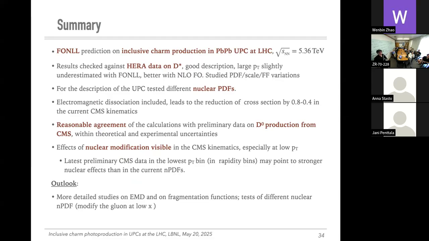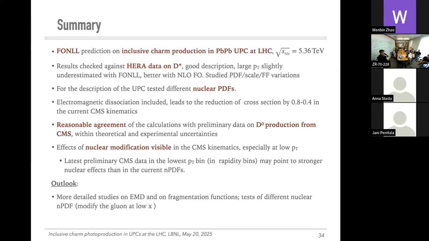Okay, so this is my summary. I guess I'm on time. So we looked at inclusive charm production at the LHC using FONLL. We checked these results against HERA. There is a relatively okay description, but this large PT is something to be understood. We did these different PDF scale and fragmentation function variations, although I would say that the fragmentation function is still something to be looked at more closely.